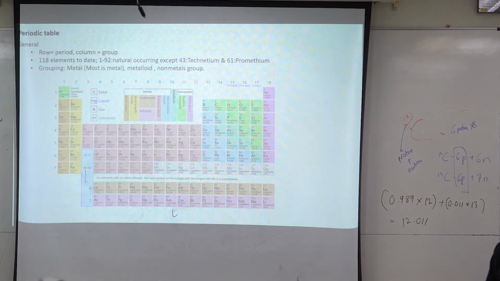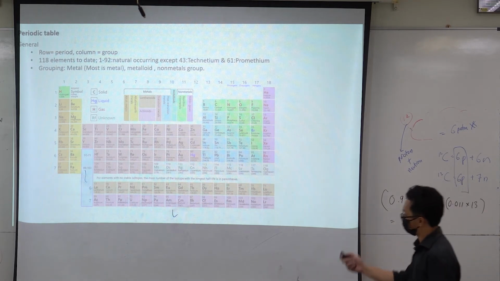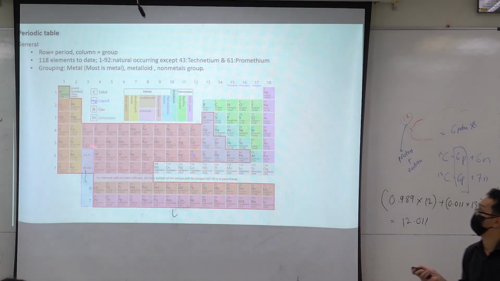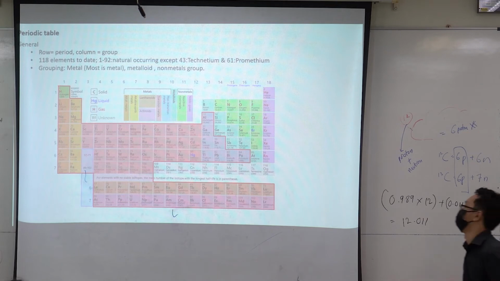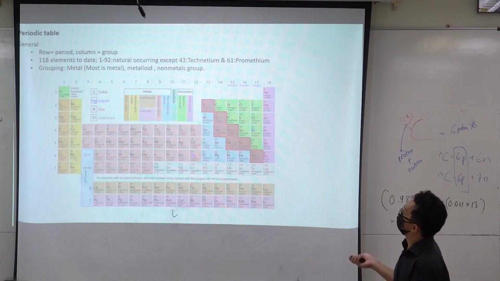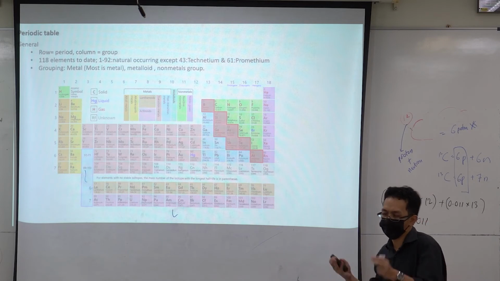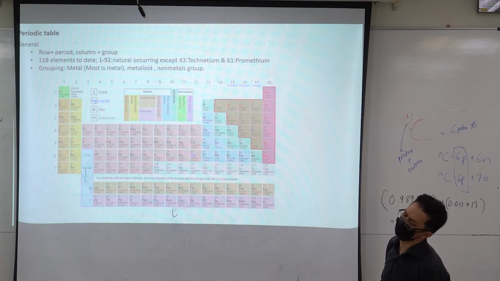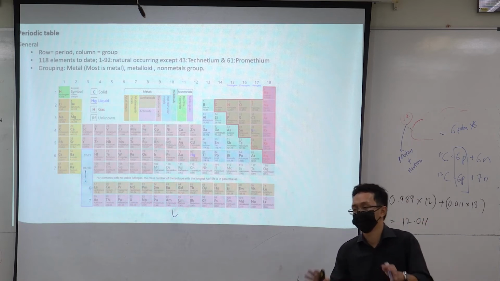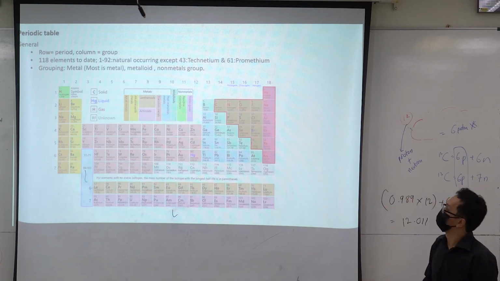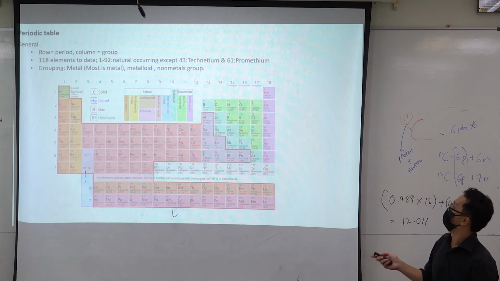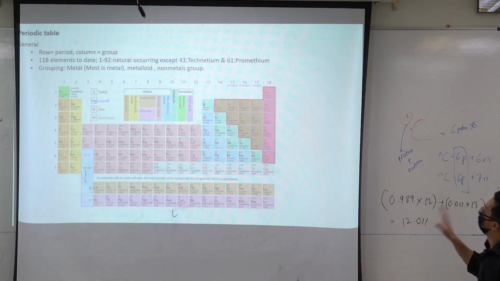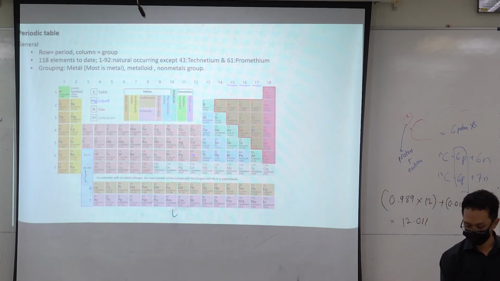And also the grouping. You can see most of the periodic table is metal. This is the metal part, the one shaded in red. And then this is metalloid, somewhat metal, somewhat not metal, and this is non-metal. So if you want to divide the periodic table in terms of group, we have a lot of metal, then something in between, and this is non-metal. That is basically the general idea about the periodic table.